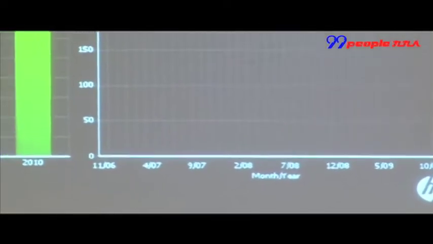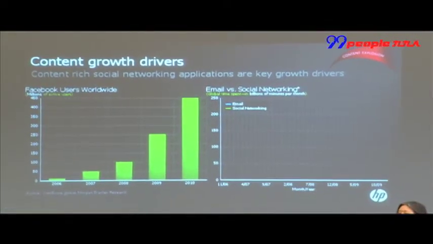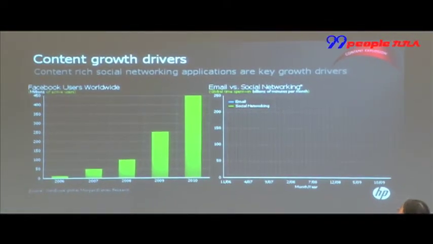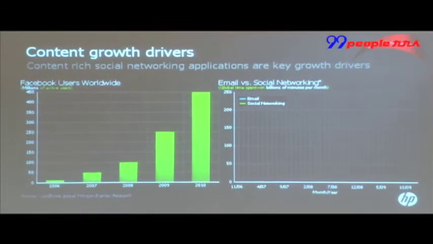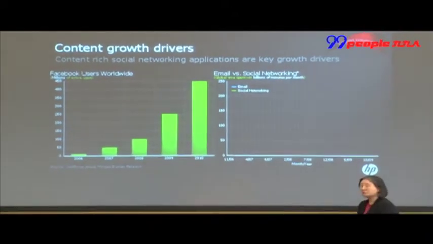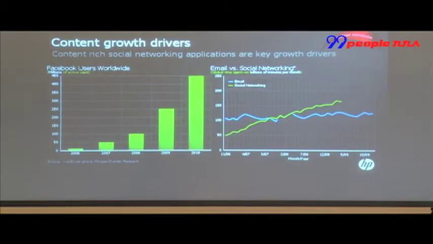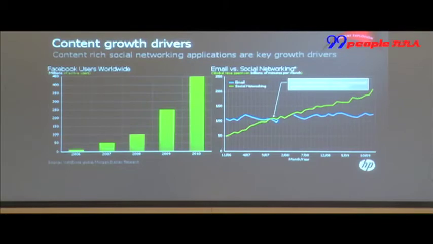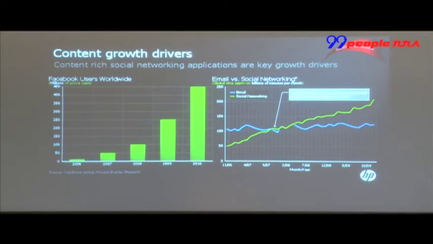First of all, let's see a little bit about what's happening in the content world. Here, what we see is that content growth in social networks is really the key driver in the past few years. If you look at Facebook users, there has been very significant growth in the last few years. If we think about the time that people spend on email, which is this blue line here, and the time people spend on social networks, it's growing very rapidly.